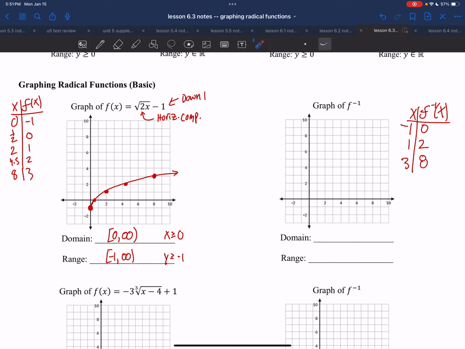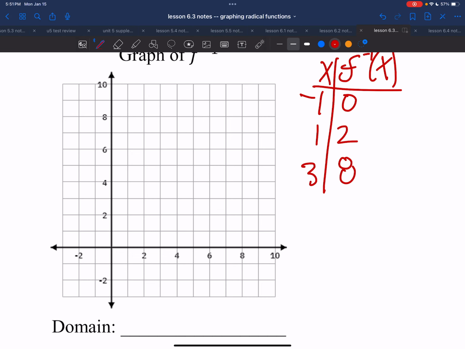If you haven't watched the video on inverses, what I'm doing here is every ordered pair x comma y is going to switch and become y comma x. If this is f, then this is f inverse. So the points quite literally flip. I'm just flipping the x and y table values. So negative 1, 0 is here. 1, 2 is here. And 3, 8 is right there.